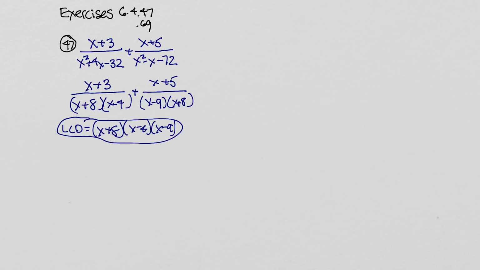Now what I'm going to do, the way I like to do these is I'm going to write a big fraction bar, and I'm just going to write LCD on the denominator, and I've got that LCD right here so I can find it easily. Now I'm going to go back to these originals and make any adjustments I have to make. So here's what we'll do.